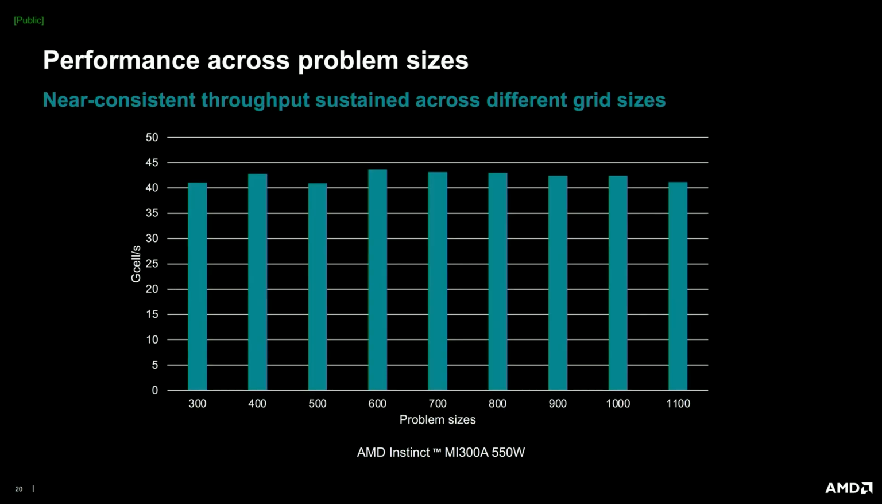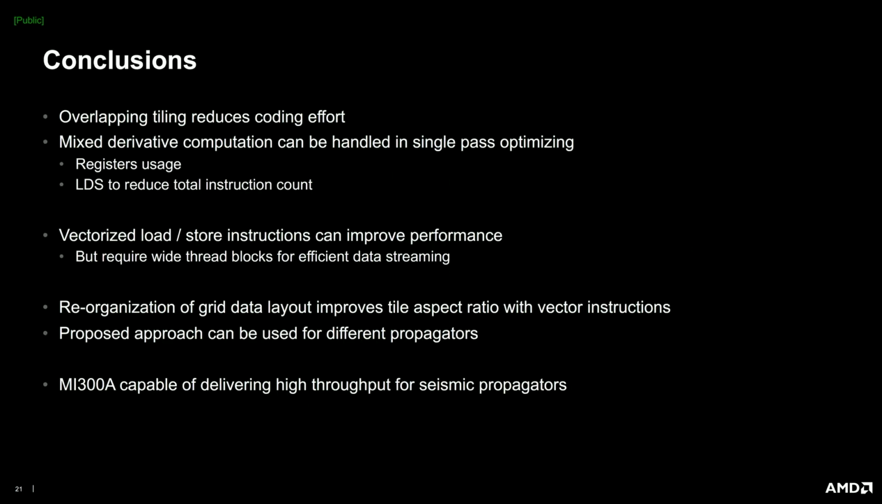And just to show the performance across different grid sizes here, you can see that it achieves fairly consistent throughput as we tested it for problems going up from 300 up to 1100 here. And so, just some conclusions here.